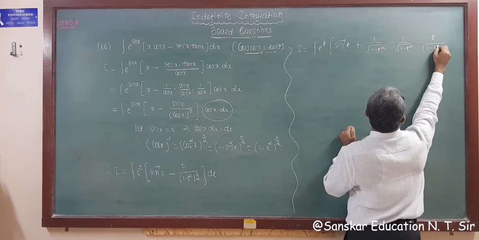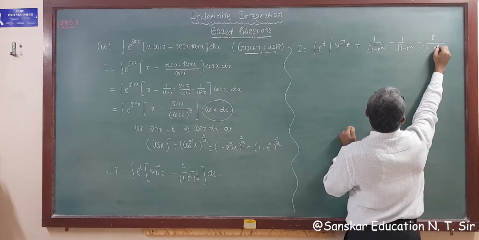So the derivative of this is what you get, plus. So what is your answer? This is f x, this is f dash x, this is f x, and this is f dash x, because the derivative of this is plus. This is minus, so we get minus here. So the answer will be e raised to t sine inverse t minus 1 upon under root 1 minus t square plus c. This is your f x, that is your f dash x.